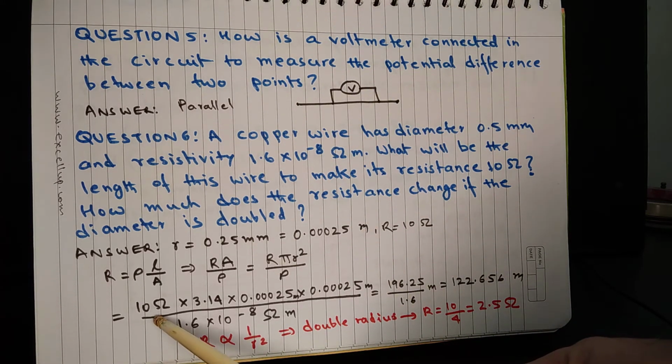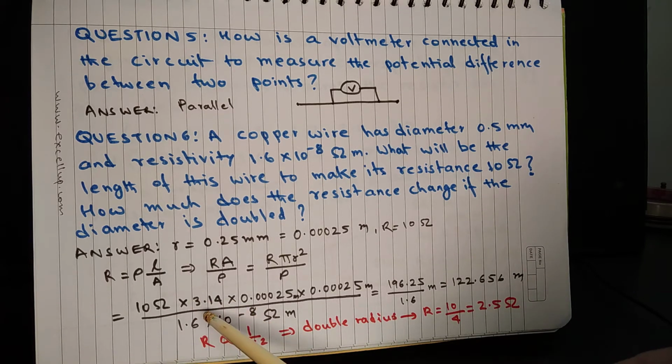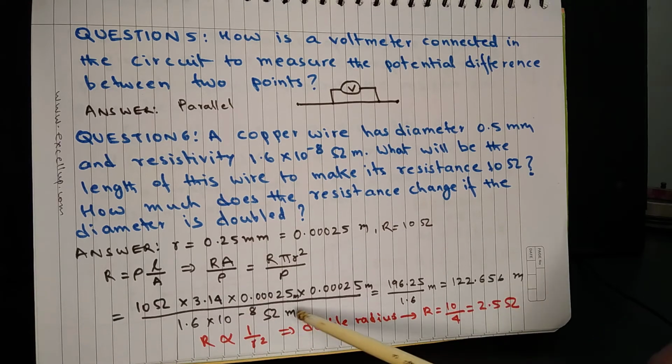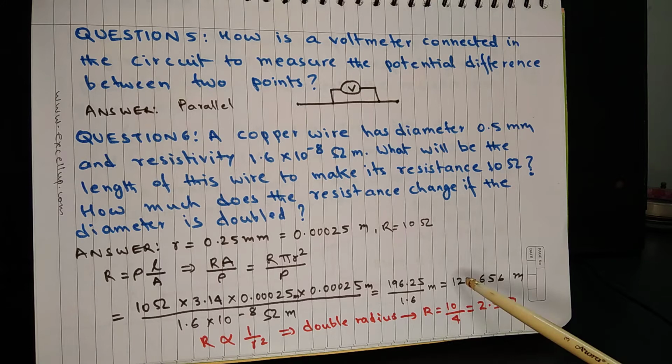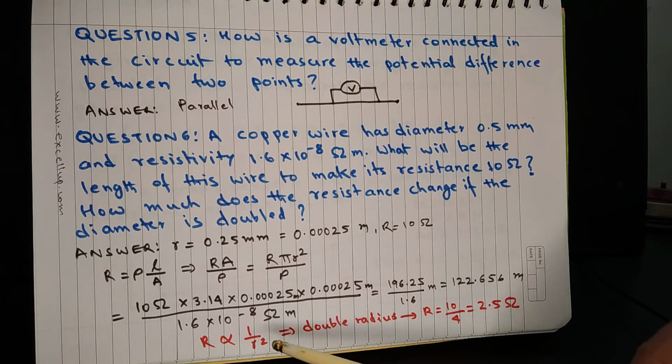So here is the resistance 10 ohm. This is pi 3.14 into 0.0025 meter whole square upon resistivity 1.6 into 10 power minus 8 ohm meter. So after calculation it comes out to 122.656 meter.